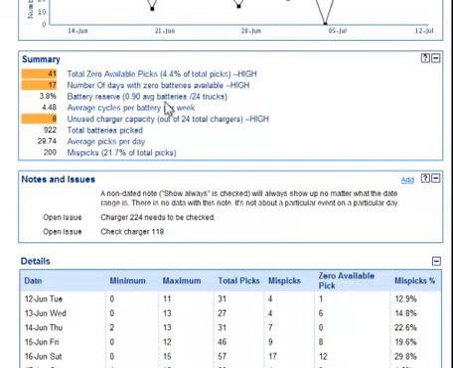Next statistic, 17 days out of 30. In this display here we're just looking at the 30-day view. 17 of those 30 days, we hit zero batteries. That's not good at all.